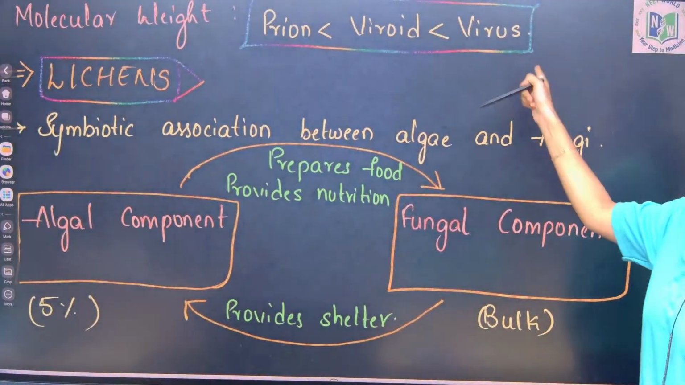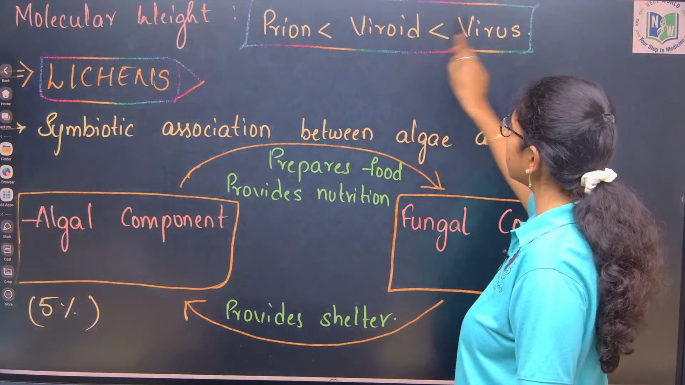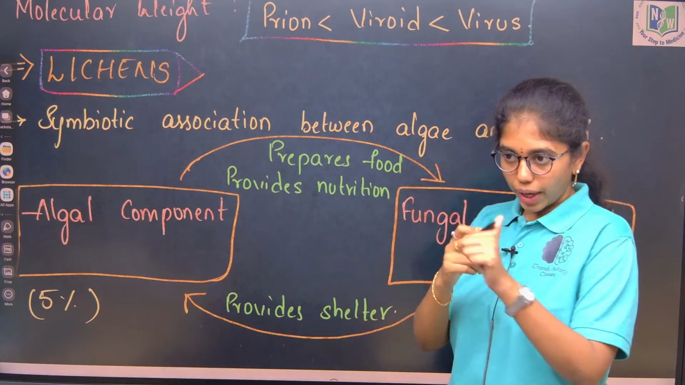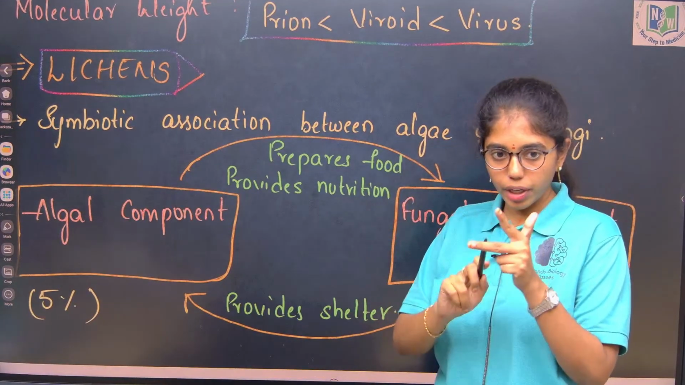Molecular weight in the ascending order: first is prions, then viroids and viruses. Okay. So you are clear with virus, viroids, prions.